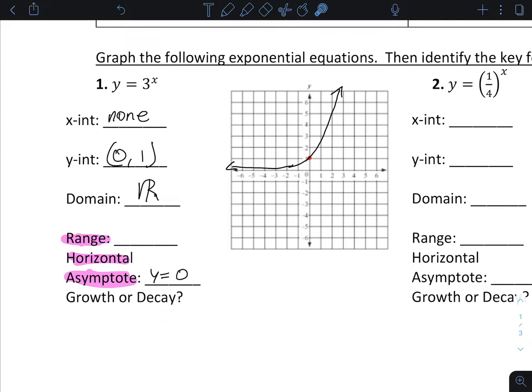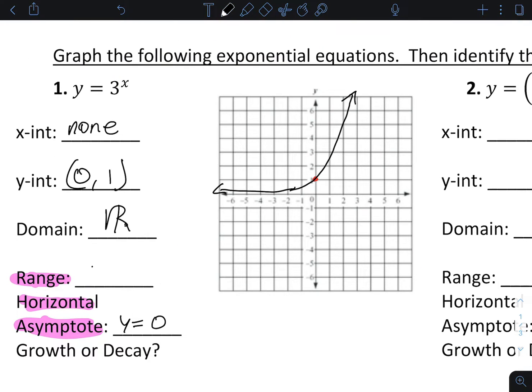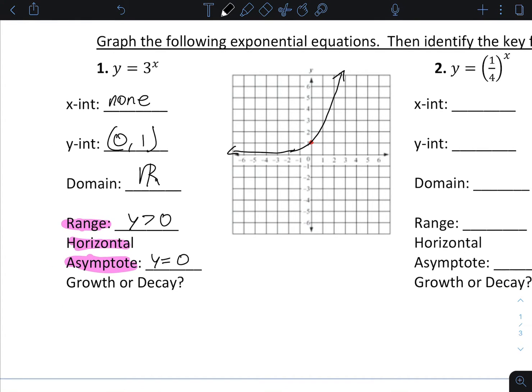The range is all the possible y values. So all the possible y values here are going to be all the numbers that are positive. Awesome. And it's not going to be any negatives. So it's going to be all the numbers greater than 0. And notice I'm not going to put an equal sign. I'm not going to say y is greater than or equal to 0, because my y value cannot be equal to 0 because there's an asymptote there.